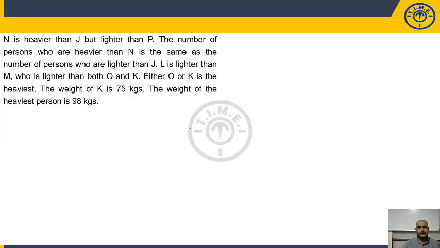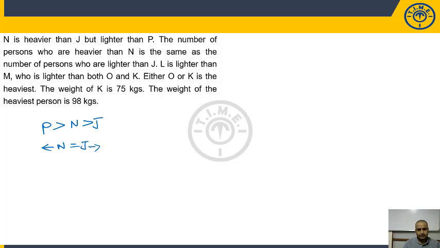N is heavier than J but lighter than P. But these need not be 3 consecutive positions. Somewhere else, P should be before N, and N before J in the arrangement. And the number of persons heavier than N is the same as the number of persons lighter than J. Before N should be the same as after J.